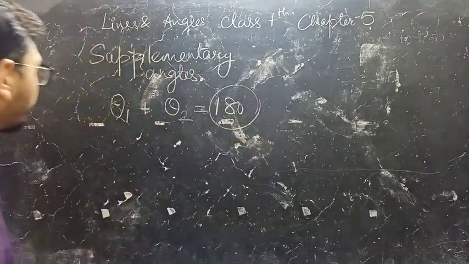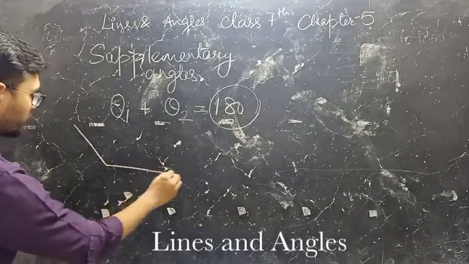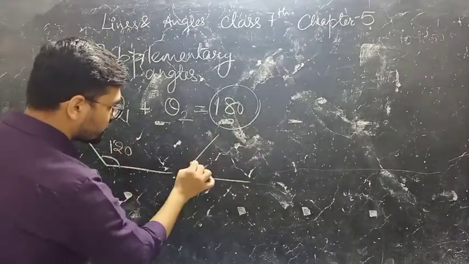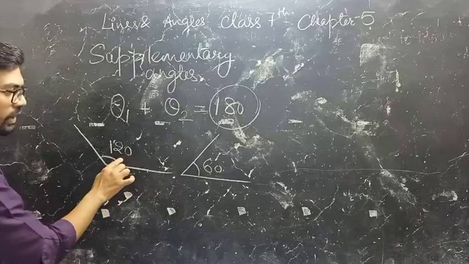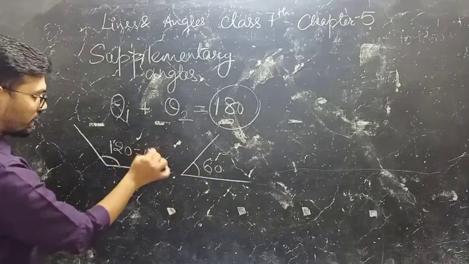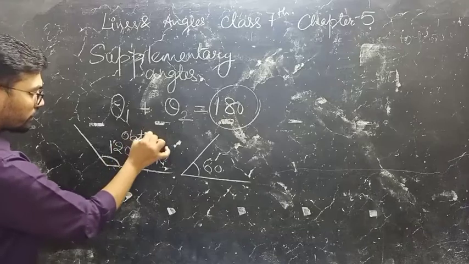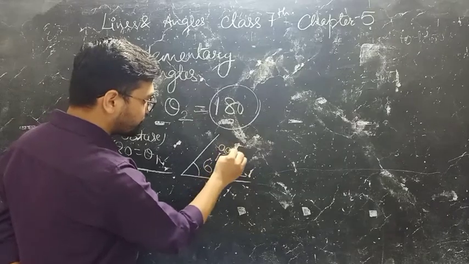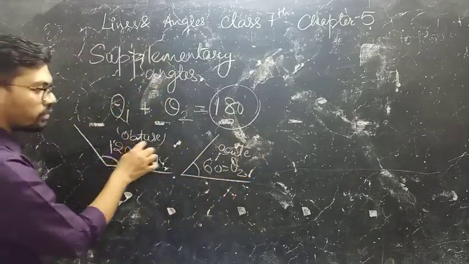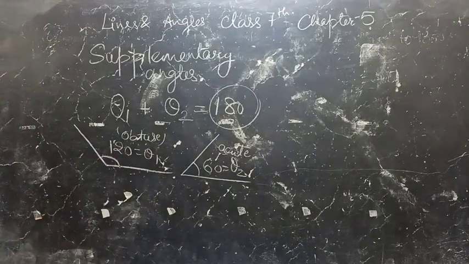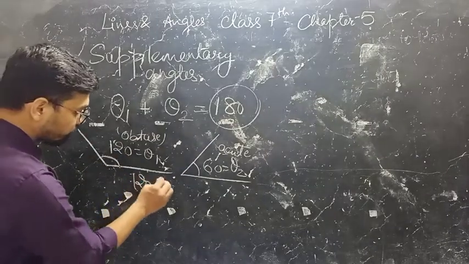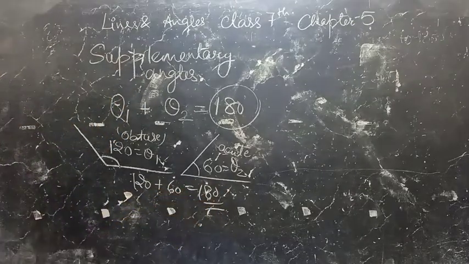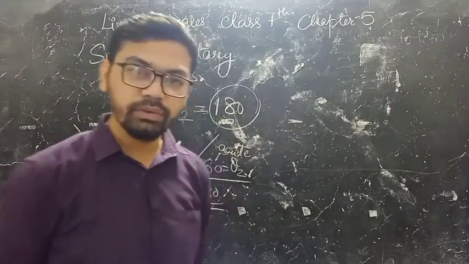Like you have an obtuse angle of 120 and you have an acute angle of 60 degrees. So 120 plus 60. Let's say this is theta 1, this is an obtuse angle, and let's say this is theta 2, this is an acute angle. So a combination of an obtuse and acute angle will give you a supplementary angle pair. Okay, so 120 plus 60 will give you 180, and if the sum of two angles is equal to 180 degrees, that means you can say the two angles are supplementary to each other.